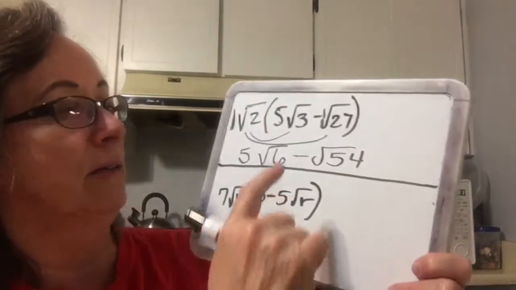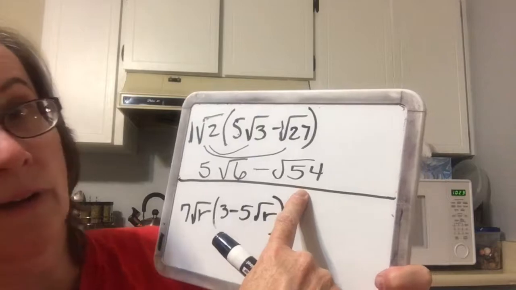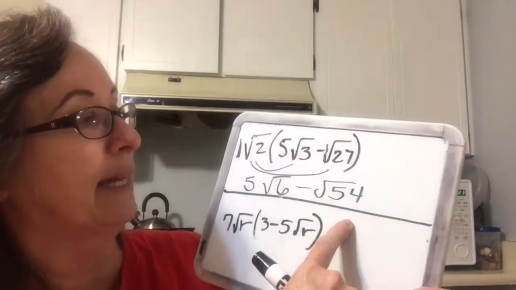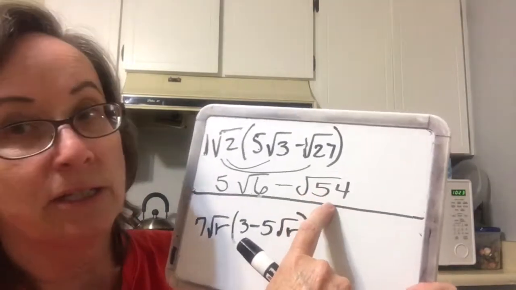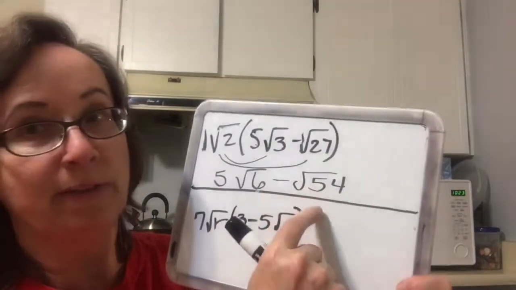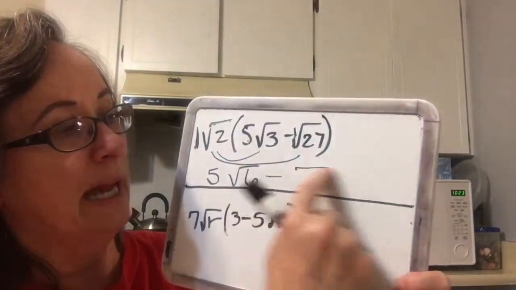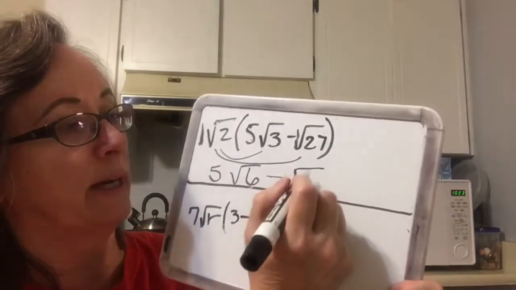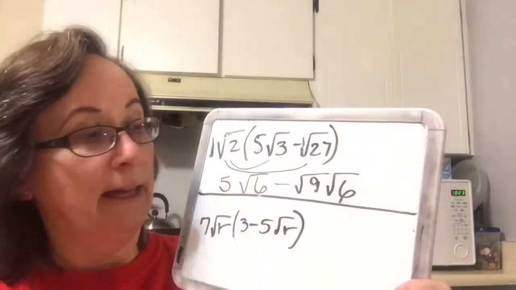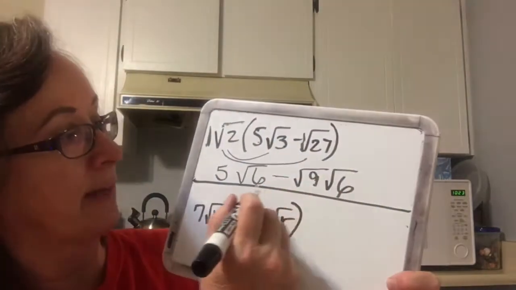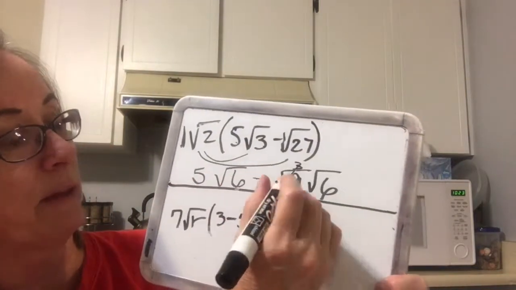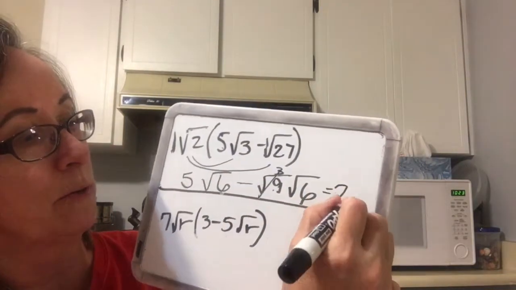All right, so now if I look at square root of 54, 9 is a factor of 54, and I can split this one up into a square root of 9, square root of 6. So I'm going to take my 54, since I'm running out of room, and I'm going to split up the square root of 54 into the square root of 9 and the square root of 6. And then I've got 3 here, so I wind up with 5, take away 3, which is 2 square root of 6.